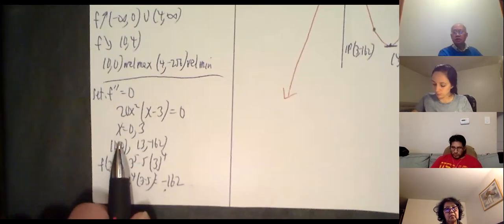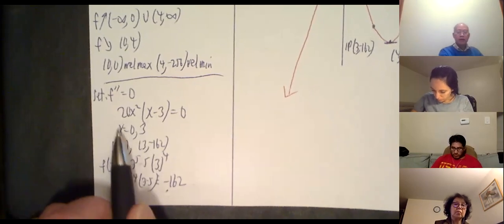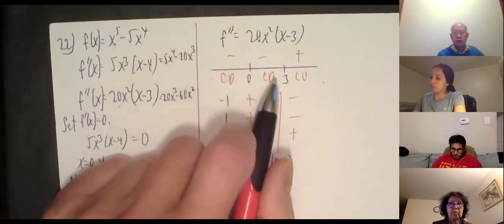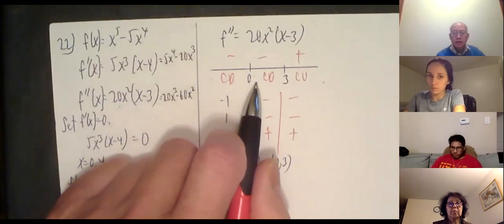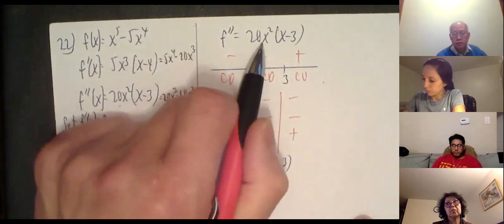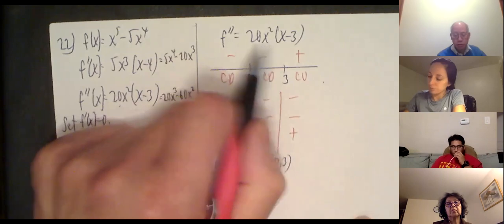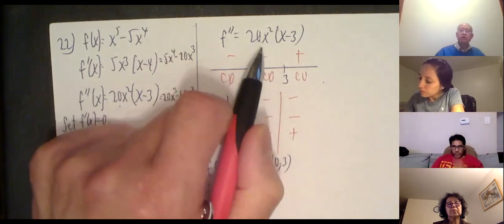All right, so now I do my sign chart for f double prime. So f double prime was this. I lay down 0 and 3. So 0 and 3. Okay. Why? What do you get when you plug in 0? 0. What do you get when you plug in 3? 0.